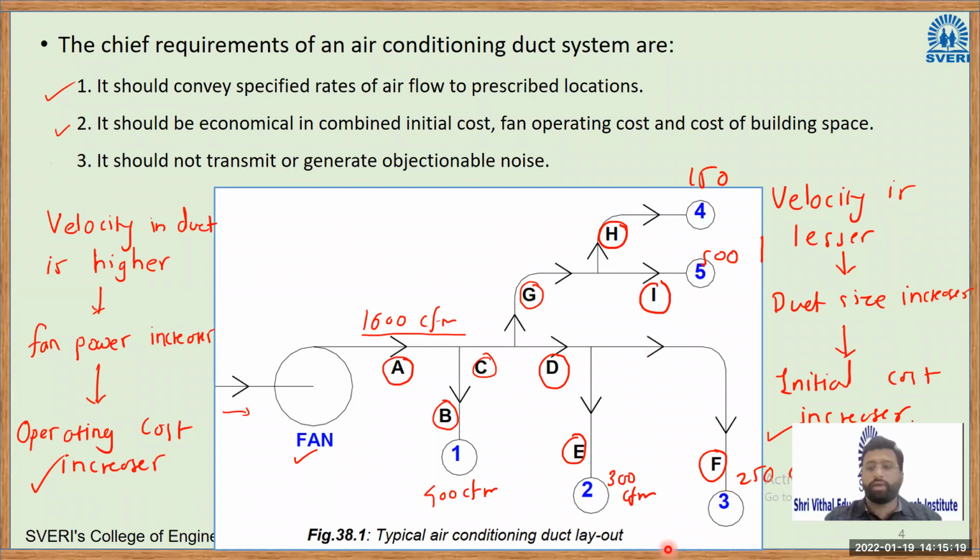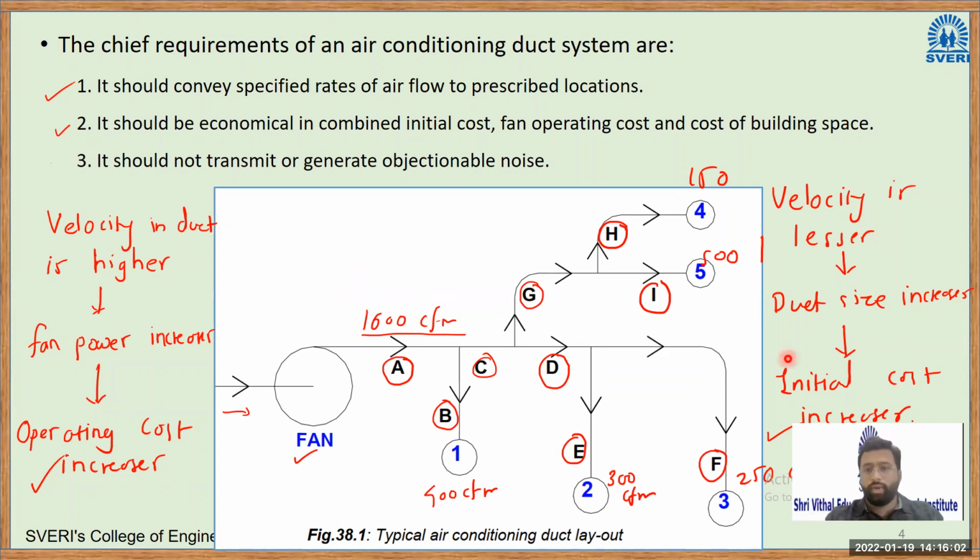So how to design this duct system? What are the methods to design? That we'll see in this lecture. See, there are two things. If the velocity in the duct is very high, you might have seen in convection, if the velocity is more, heat transfer is more, because the heat transfer coefficient h also increases. As velocity increases, heat transfer rate also increases. But if we increase the velocity, fan power consumption also increases and operating cost increases. So operating cost increases as the velocity increases.